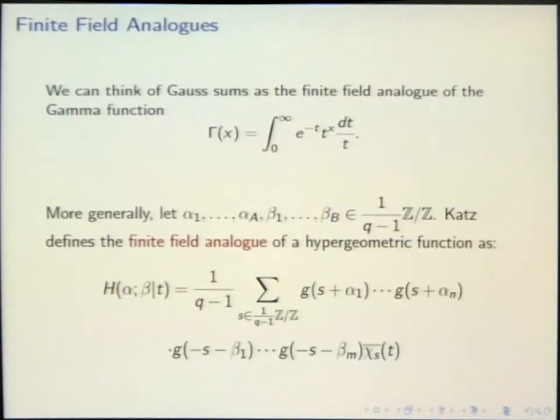And so there are finite field analogues of Gauss sums. The Gauss sum is a finite field analog of the gamma function. You see, e to the minus x is like the additive character, and x to the s is the multiplicative character, and we have a sum. So it's natural to define a finite field analog of hypergeometric functions. Remember that hypergeometric functions were defined as ratios of gamma functions, so we can define a finite field analog as ratios of Gauss sums. G of a minus something can be thought of as 1 over g of something. So we have, again, some numerator parameters and some denominator parameters, and H is our hypergeometric function defined like this. Katz is the one that defines it like this in his exponential sums book.